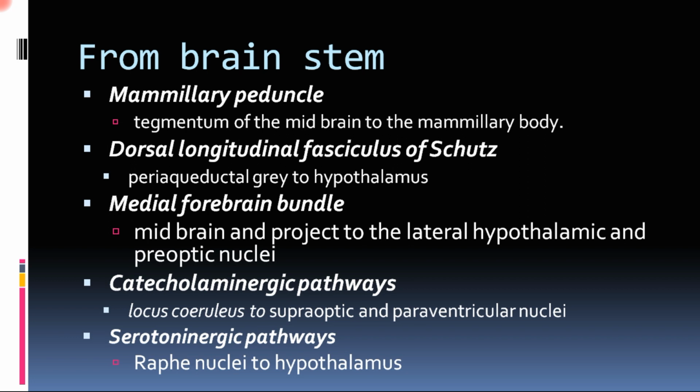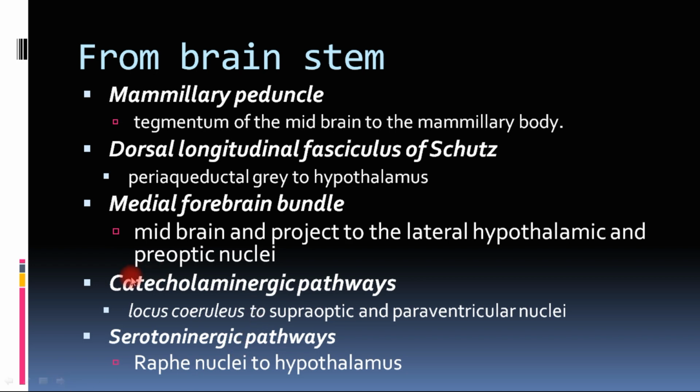Out of that, one supply is to the hypothalamus, that is, to the supraoptic and paraventricular nuclei. In general, the catecholaminergic pathways maintain alertness in the brain, and here the supply to the supraoptic and paraventricular nuclei may be responsible for the secretion of posterior pituitary hormones, because these nuclei are responsible for the secretion of vasopressin and oxytocin from the posterior pituitary gland.